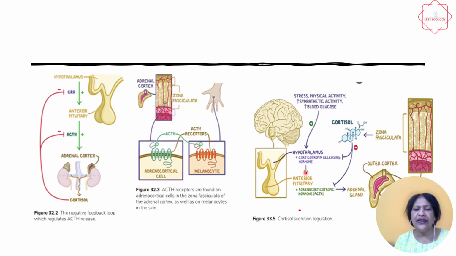This comes via the adrenocorticotropic hormone, which is released from the anterior pituitary, and the response of the pituitary is via the releasing hormone from the hypothalamus.